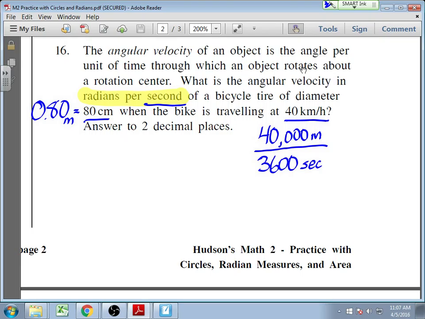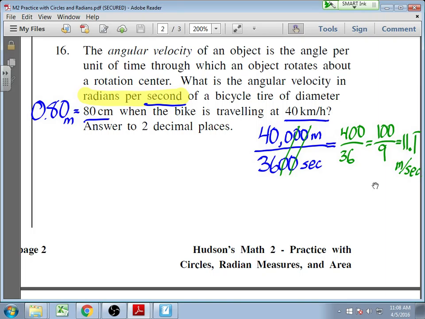Do I want these numbers as big as they are? No. Do your division, make your numbers smaller. So 40,000 over 3,600, I have stacked zeros to begin with. So these zeros can disappear. I really get 400 over 36. We can reduce a lot of this just in our head because 400 and 36 both share a common factor of 4. So I can get 100 over 9. It repeats forever, right? 11.1 repeating. And that's meters per second.